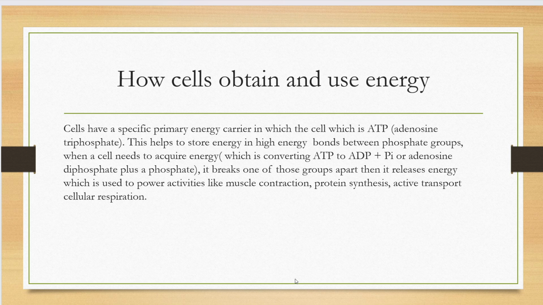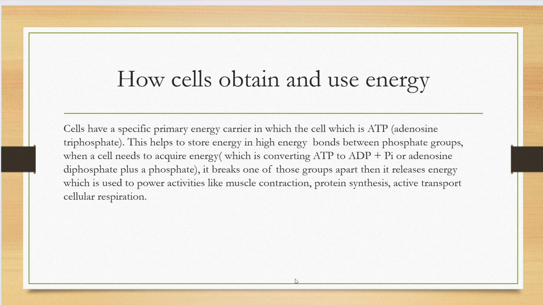Cells have a specific primary energy carrier, which is ATP. This is adenosine triphosphate. This helps to store energy in high energy bonds between the phosphate groups. When a cell needs to acquire energy, it converts ATP to ADP plus Pi, or adenosine diphosphate plus a phosphate.